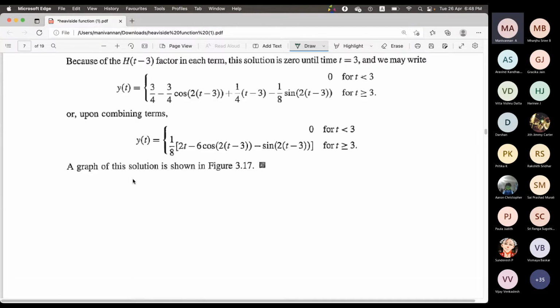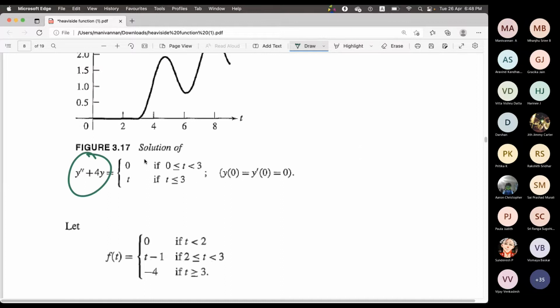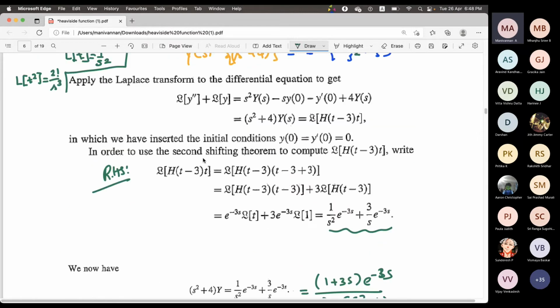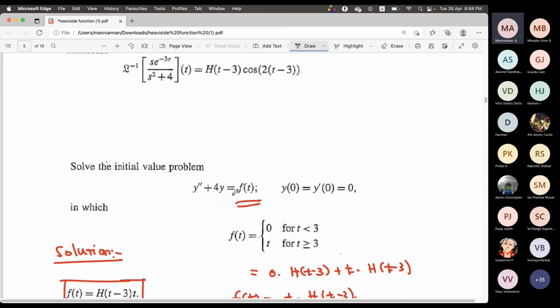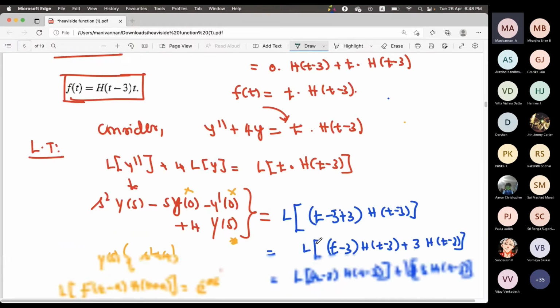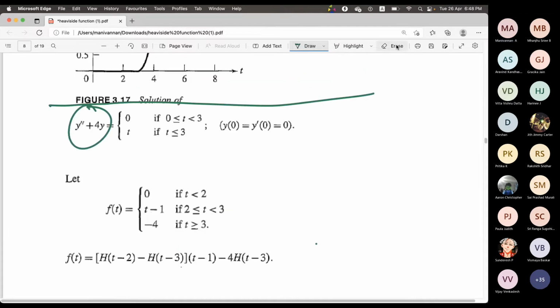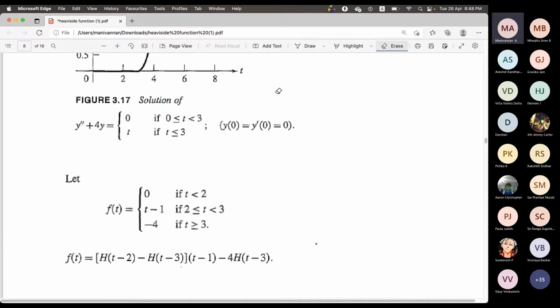This 3.17 is the solution of this graph. This graph is for your previous problem, right? y double dash plus 4y equals f of t, where f of t is 0 for t less than 3 and something else for t greater than or equal to 3. So this is the solution of your given problem.